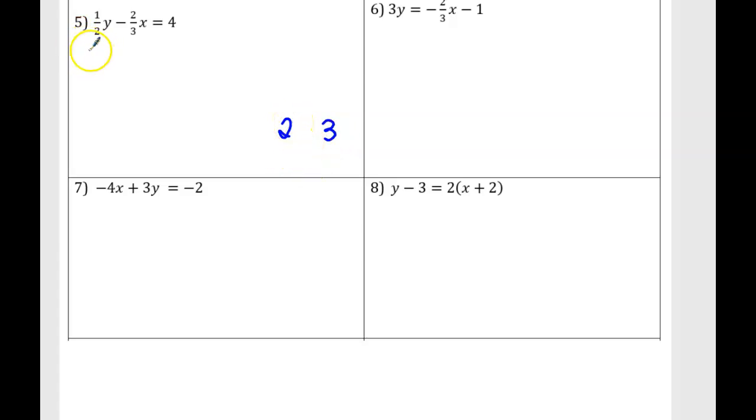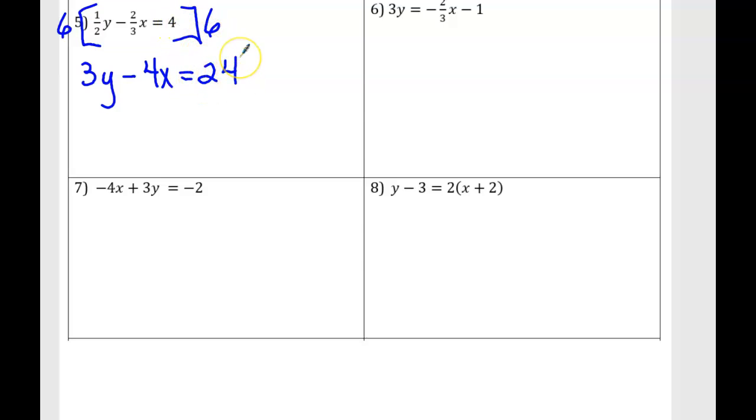So we're going to take one side and multiply by 6, and then the other side of the equation, multiply it by 6. So 6 times 1/2 y would be 3y, or 6/2, minus 6 times negative 2 would be negative 12/3. Negative 12/3 would be minus 4x. Okay, and 4 times 6 is 24. Okay, so we set it up like that, and then we can rearrange.